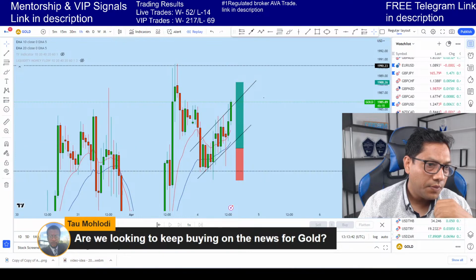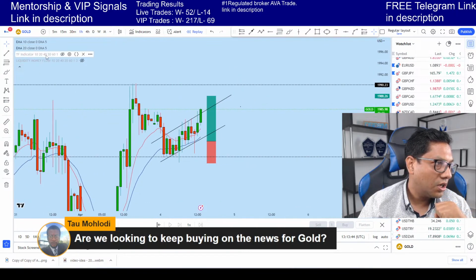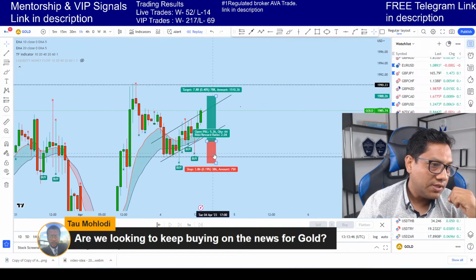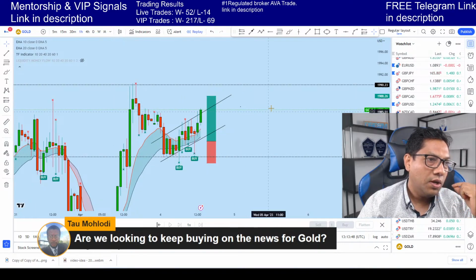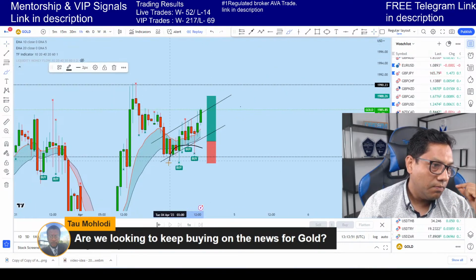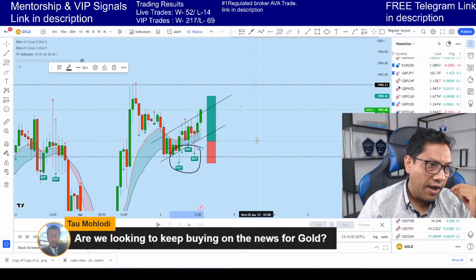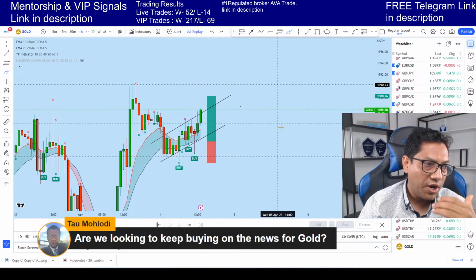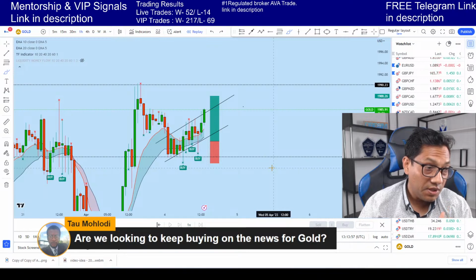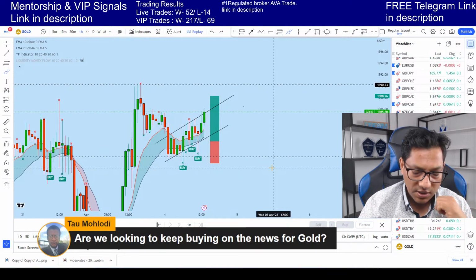Now if I go to the 1 hour chart and turn on our TF indicator, you can see exactly where we bought gold: back to back 3 bullish trading signals according to my favorite trend following strategy indicator, which is giving me that buy signal, and gold is moving in that direction.